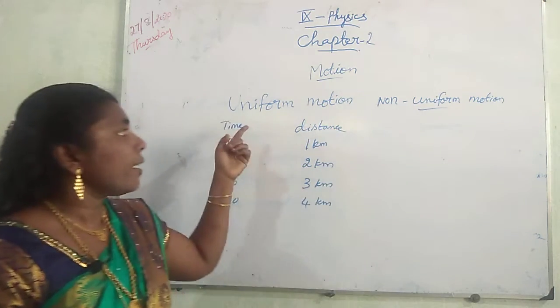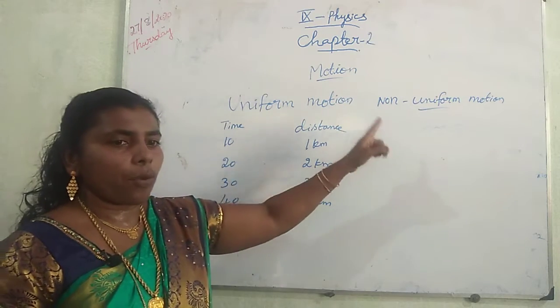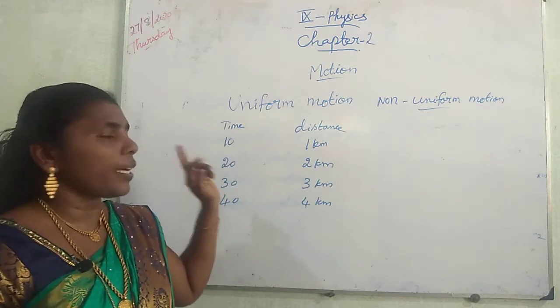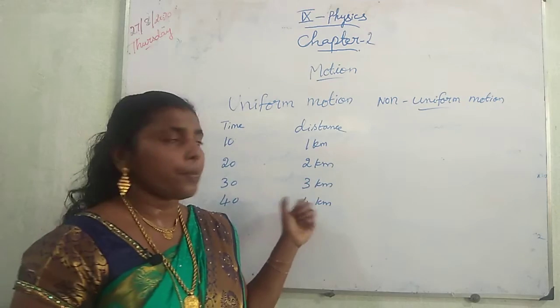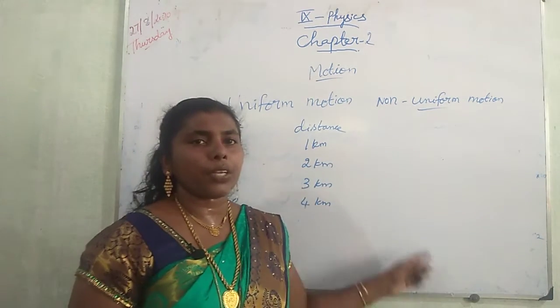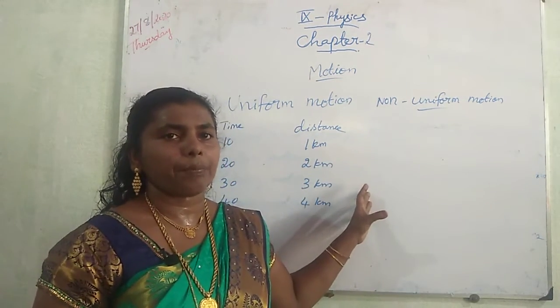So let's study uniform and non-uniform motion. What is uniform motion? Equal distance in equal intervals of time. Non-uniform is unequal distance in equal intervals of time. Look at this picture, uniform motion and non-uniform motion. Uniform motion: a train moving with a high speed, the time is equal and the distance is also equal. And look at the second picture, that is non-uniform motion: the waterfalls.